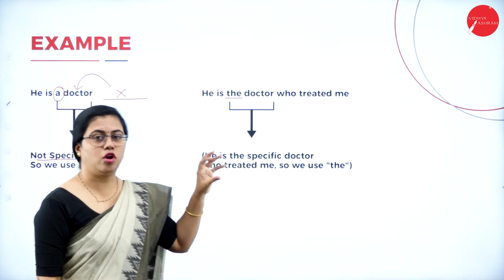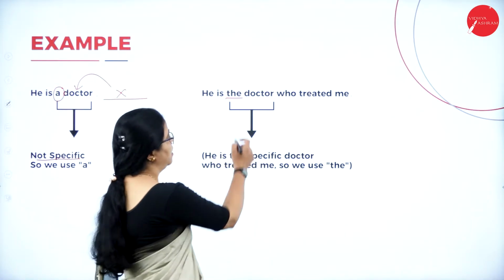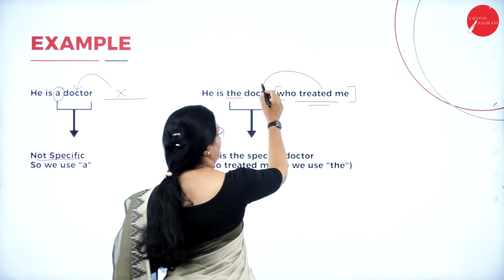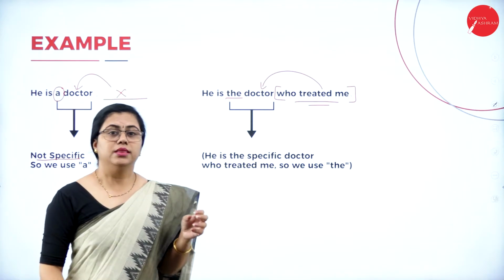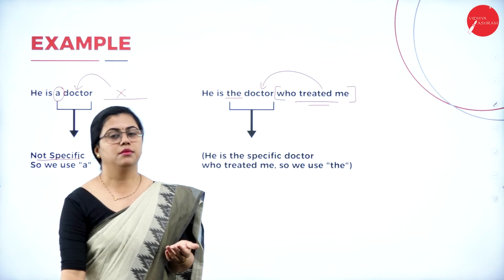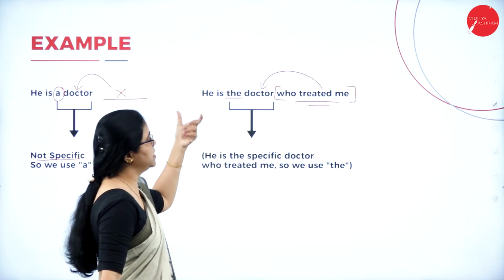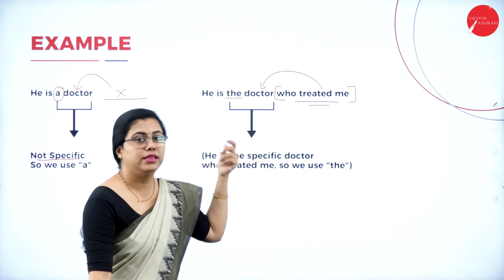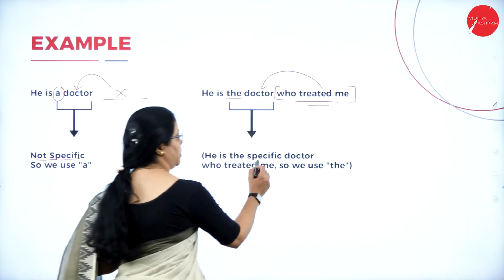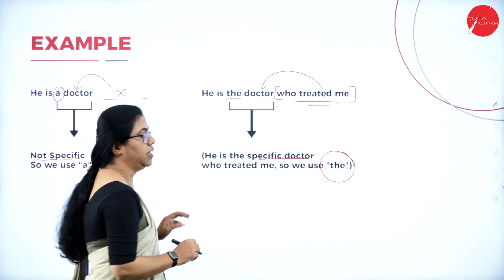That is because I am talking about one particular doctor, somebody particularly who treated me. I am giving some extra information about this doctor: the person who treated me. So "he is the doctor" means I am specifically talking about that only doctor who treated me. Since I am talking about a specific doctor, I make use of the definite article the.